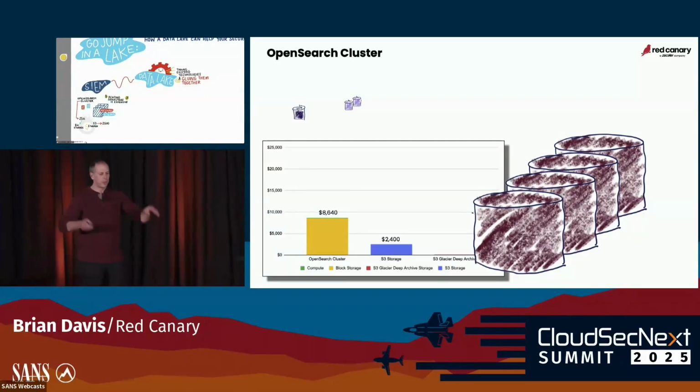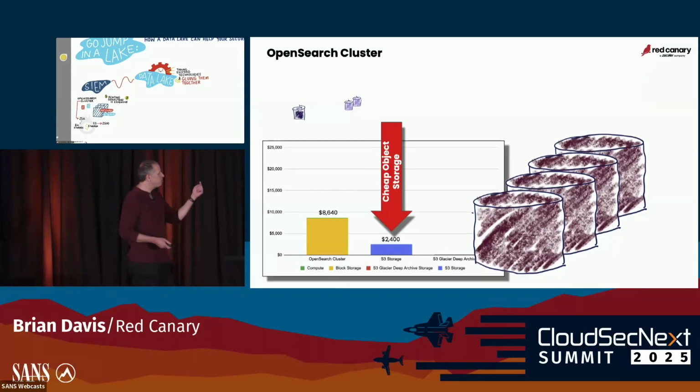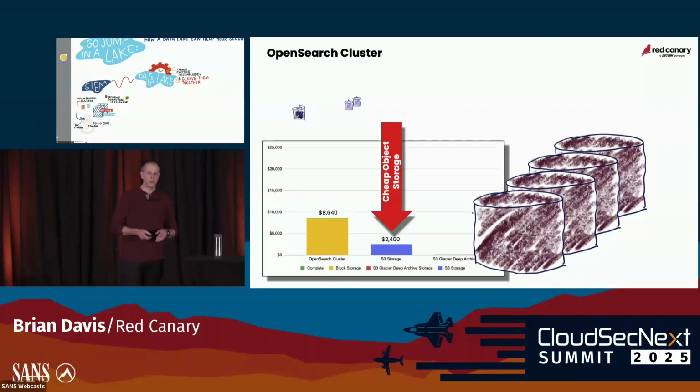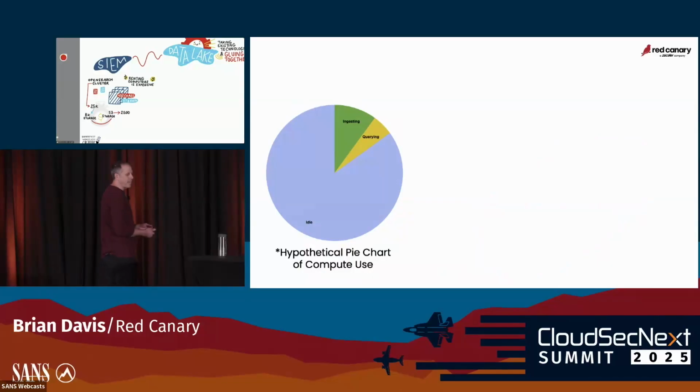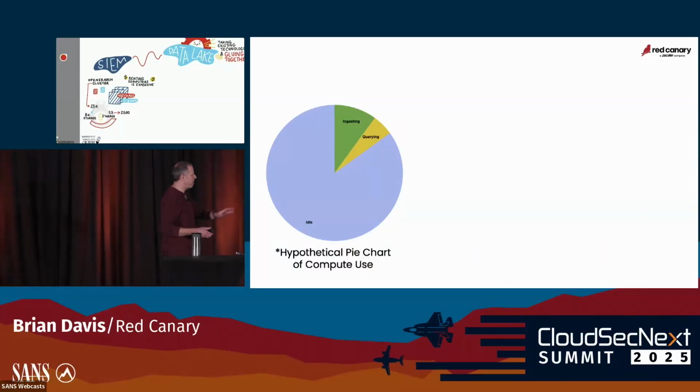I don't know how this works. We can go through those details later. So now you can move that $8,000 to $2,000 worth of S3 storage. Suddenly it's getting cheaper. Wow, we're saving all this money just by deleting those boxes that you badly drew on the screen. So let's take a look at what the compute use pie chart would be.